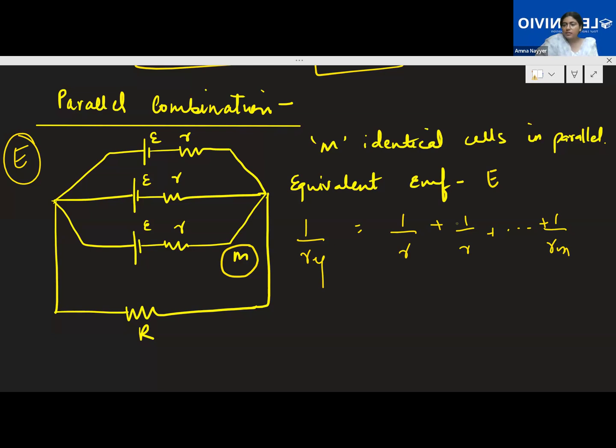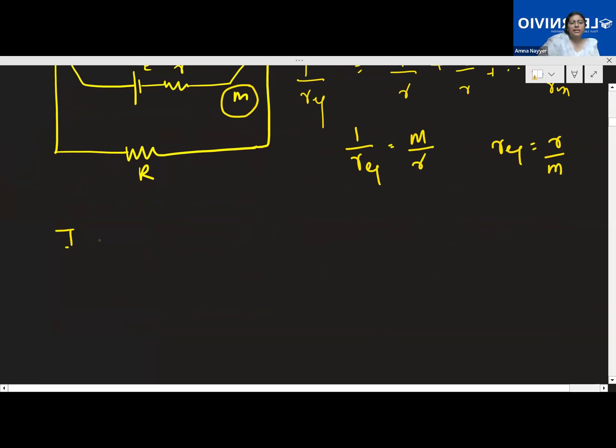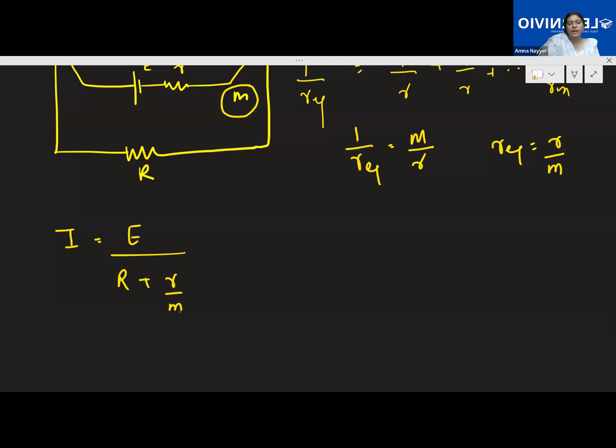See, this is 2 by R. 1 cell, 1 by R; 2 cells, 2 by R; 3 cells, 3 by R; 4 cells, 4 by R; M cells, M by R. So can I say 1 by R equivalent is M by small r? So what is my R equivalent? R by M. Now let's put it in the value of the current. Now we can say current is equal to EMF divided by capital R plus small r by M. Take the LCM here: MR plus small r, divided by M.